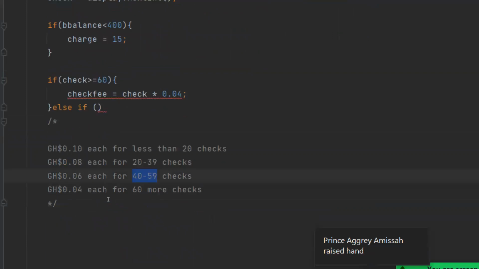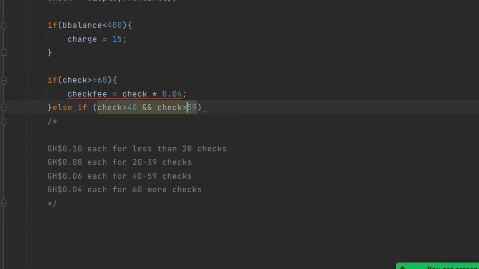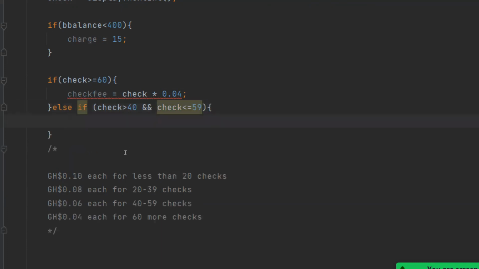Yes, Prince. Yeah, so I wanted to understand, the initial examples you gave, we had if, followed by else if. But then over here you have if, and you have another if. Oh, okay. You're talking about this if. Yeah, the balance if and the check if. Okay, Prince, hold on.